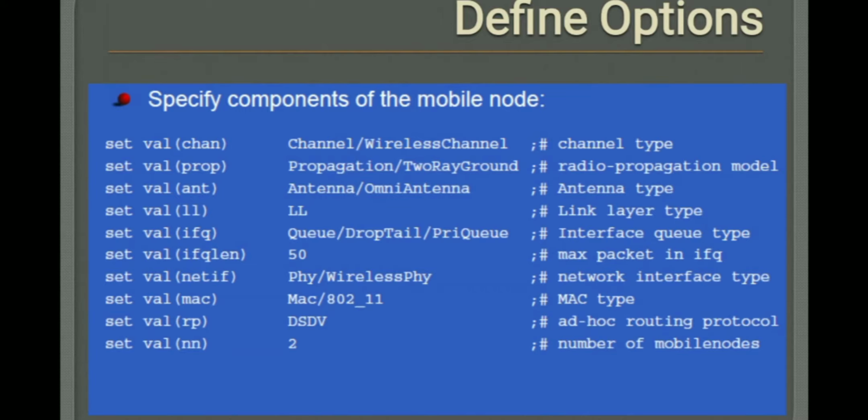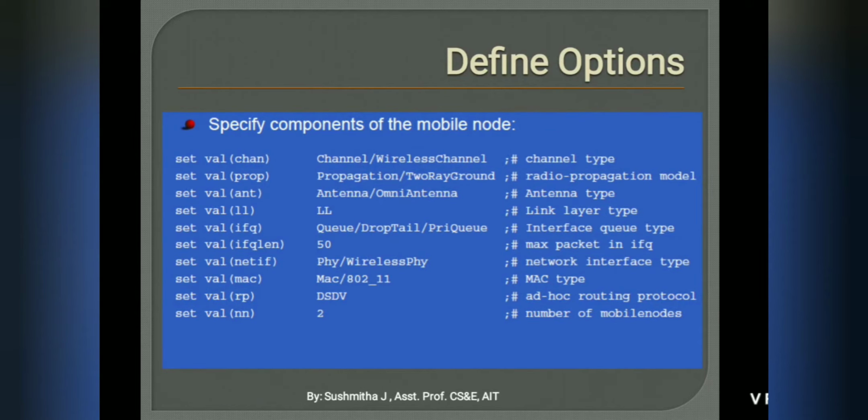And again, the data link layer is divided into two layers. One is the link layer type, and the other layer we have is the MAC layer. You can also notice that for the MAC layer we are choosing 802.11, that is the IEEE standard for wireless or Wi-Fi connectivity.